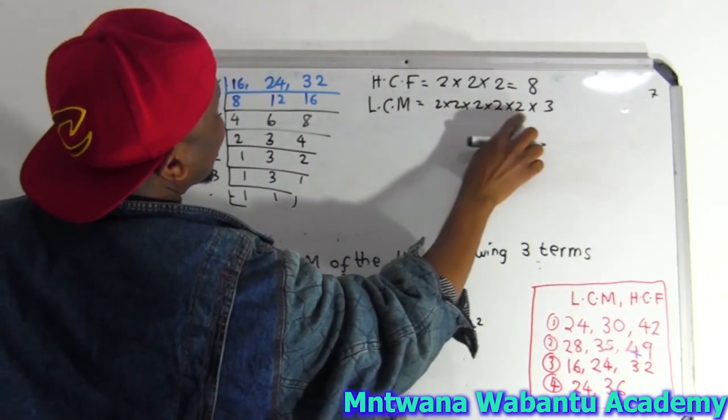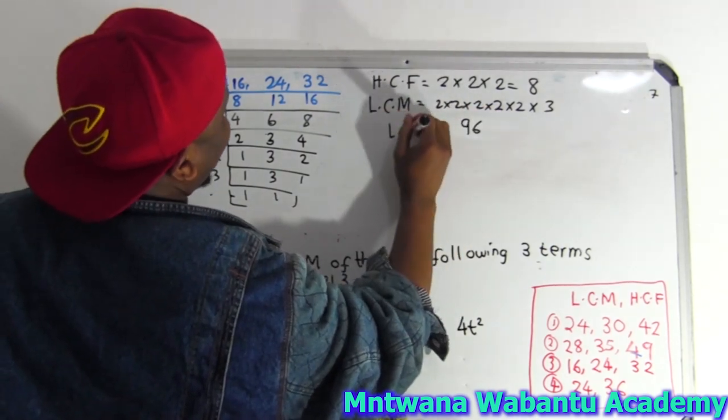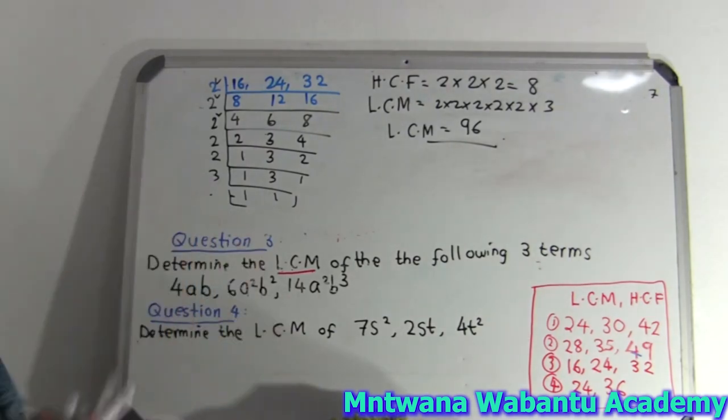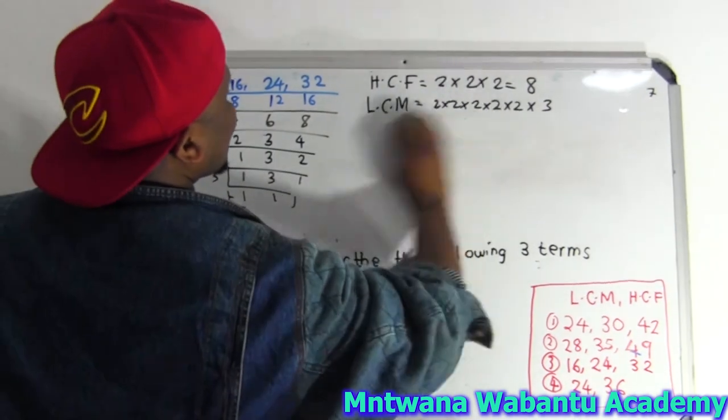2 times 2 times 2 times 2 times 2 times 3. Okay, 32 times 3 equals 96. So LCM equals 96. You know what I'm saying? So let me just do one last one, then we go to the question. You see, it's easy, man. 24 and 36.